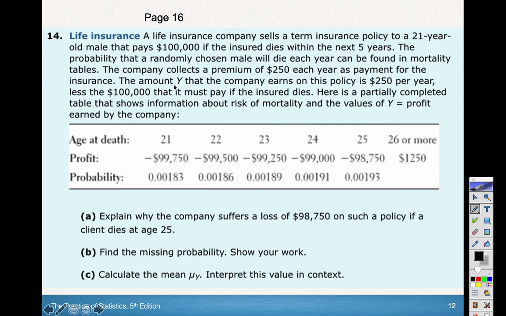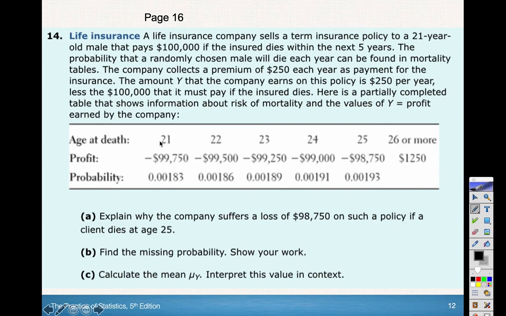The amount Y, this is our random variable. Capital Y is what the company earns on the policy at $250 a year. So our random variable is created by asking how much the company earns off each person. Here's the partially completed table. Let's go over the table.